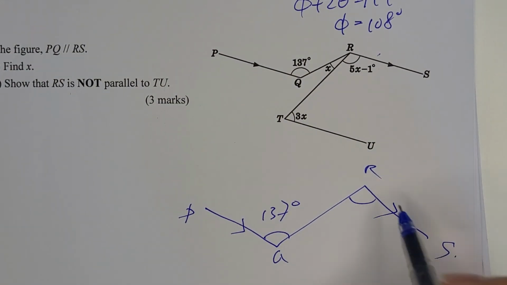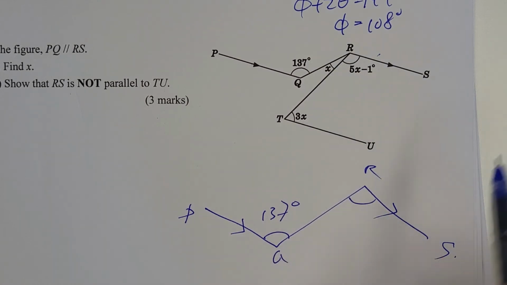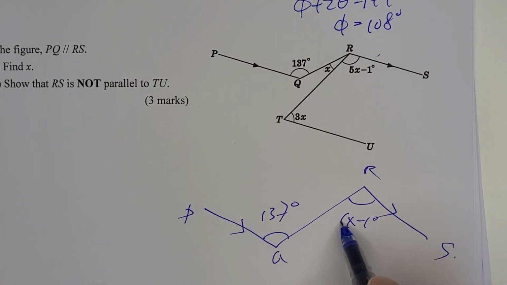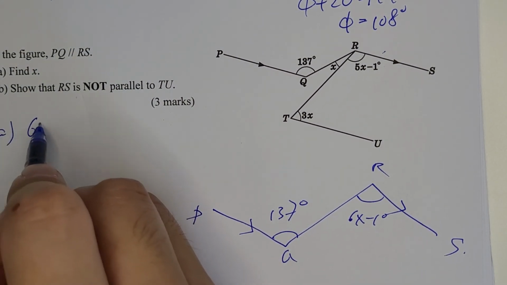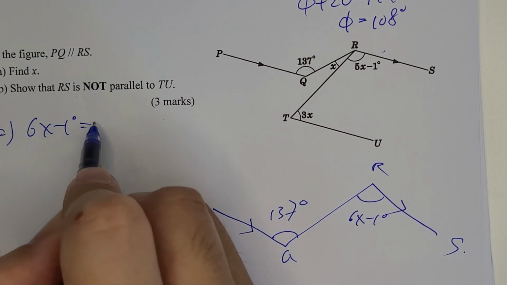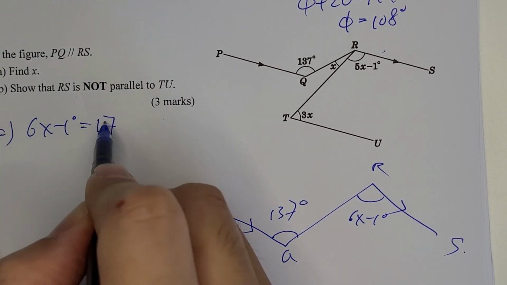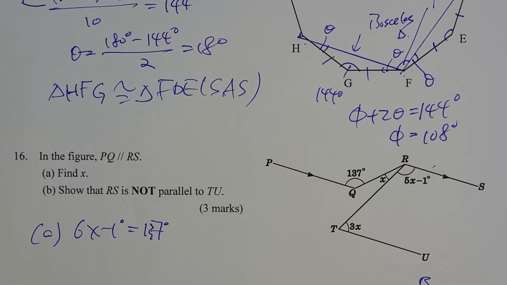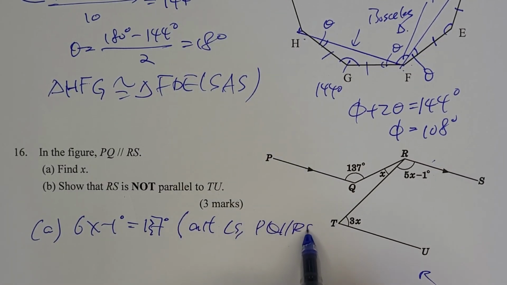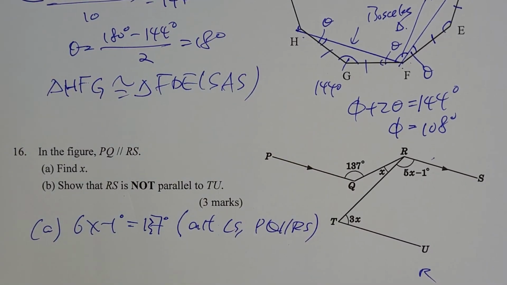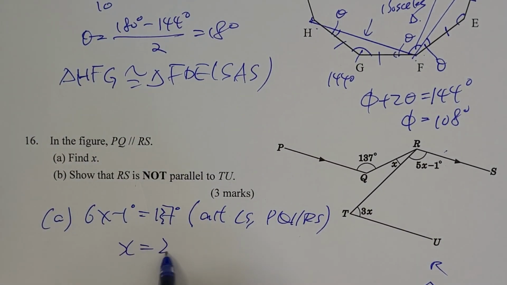And this one, x plus 5, x minus 1 degree, so 6x minus 1 degree. So you can set up the equation directly. 6x minus 1 degree equals 137 degree. Reason: alternate angles, PQ parallel to RS. Then you can solve x, that is 23 degree.